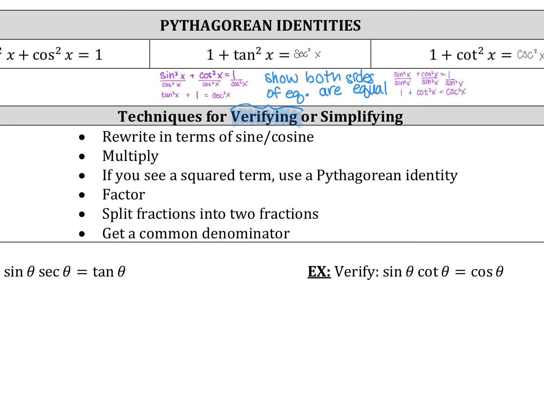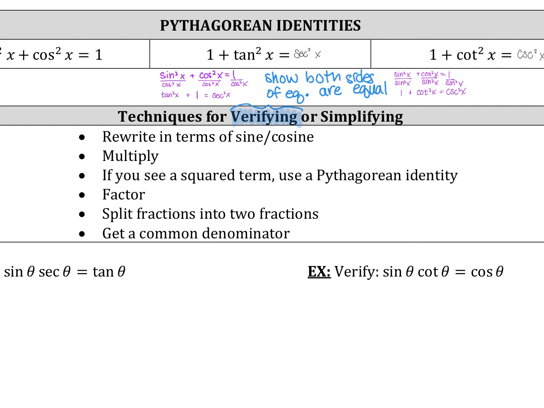Okay? So we're going to start with some verifying, and then we'll go explain what simplifying means, and they're a little bit different. So to verify means we need to get both sides of the equation equal. So you can see this first example says verify that the sine of theta, secant of theta equals tangent of theta. My goal is to show that one side equals the other side. That's my whole goal.